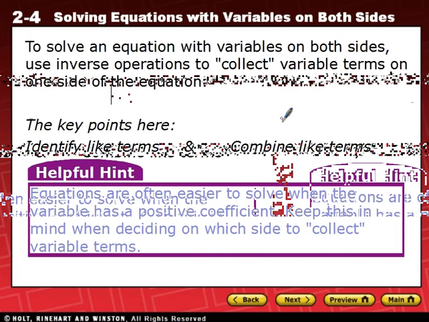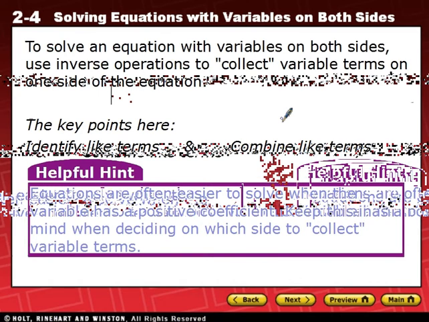To solve an equation with variables on both sides, you're going to want to use inverse operations to collect the variable terms on one side of the equation. So we got to get all the variable terms onto one side. We got to get all the plain numbers onto the other side so that eventually we can go ahead and multiply or divide to get the variable by itself.